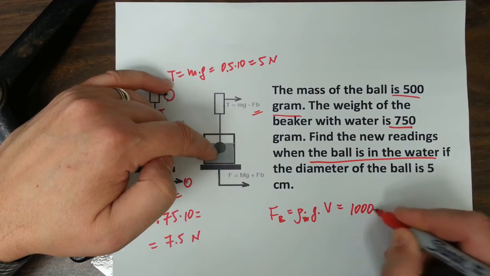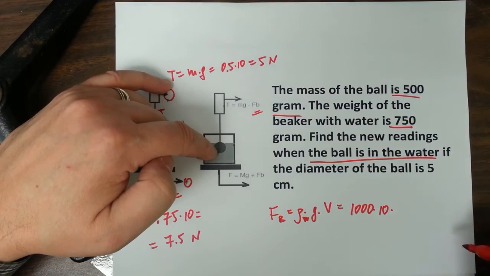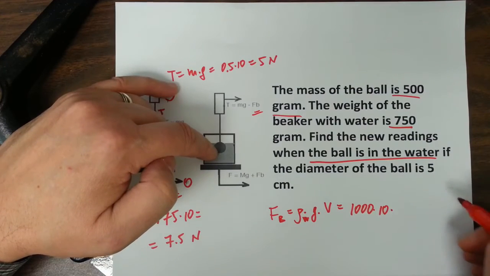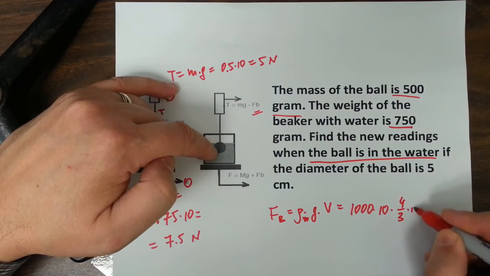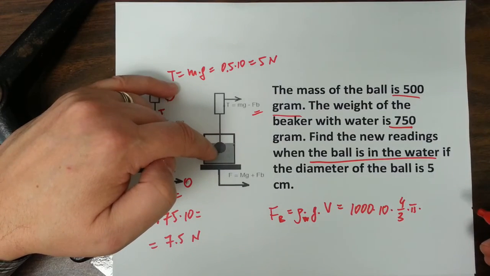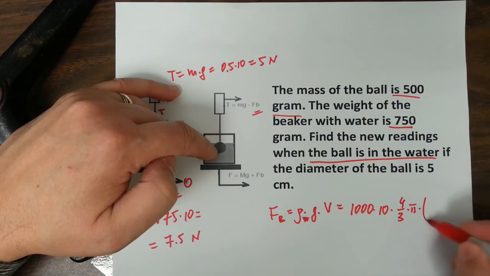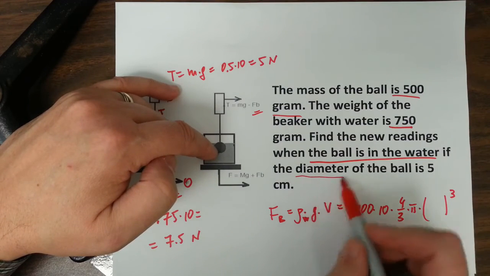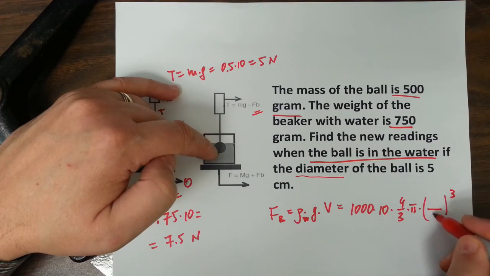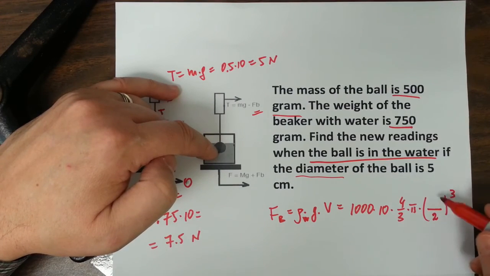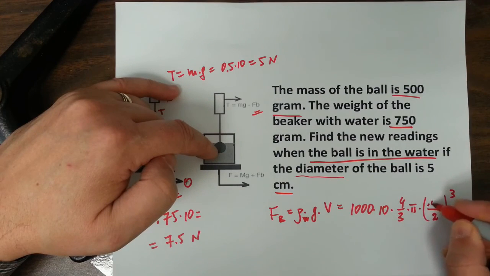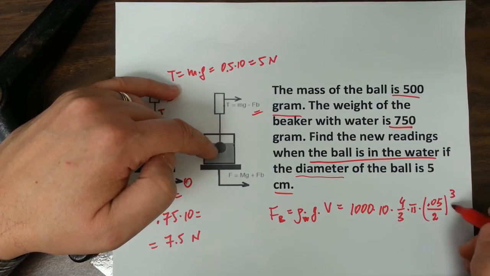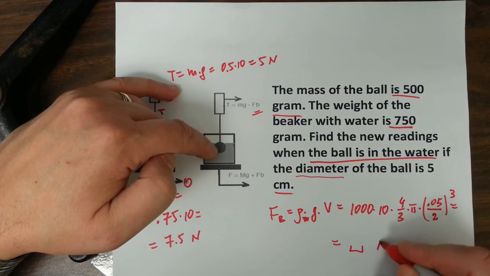So in numbers 1000, 10, and the volume of a sphere 4/3 times pi times the radius cubed. First of all, this is the diameter, so to get the radius, we have to divide diameter by 2. And secondly, that's in centimeters, and we want to use the International System of Units. So 5 centimeters is 0.05 of a meter. When we finish this calculation, that will give us newtons.